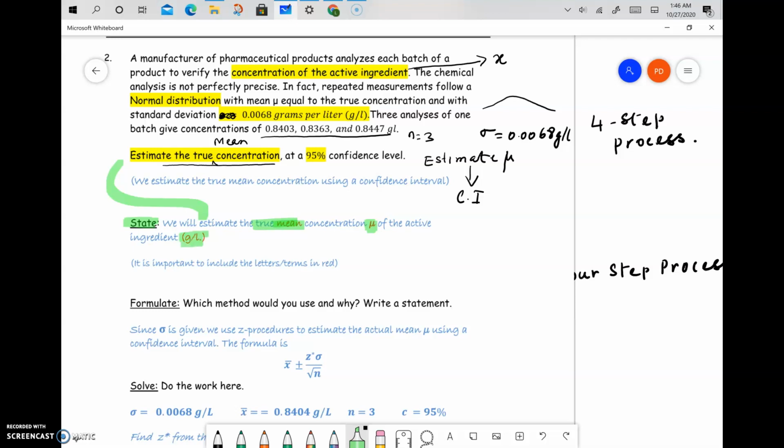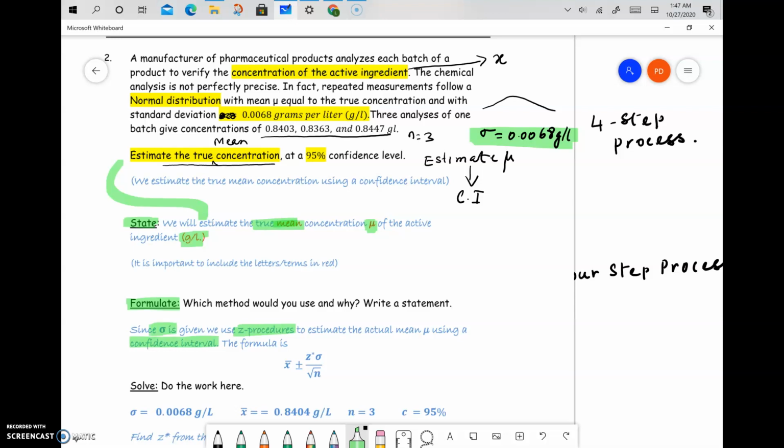In formulate, here is where you have to explain which method you're going to use and explain your rationale behind using that particular procedure. The most important thing when you read the question is to see if sigma is given or not. In this case, sigma is given. So if sigma is given, we use the Z procedures to estimate the actual mean mu using a confidence interval. Obviously we have to use a confidence interval to estimate the mean, because that's the inference technique that gives us a range of values using which we can estimate the mean.